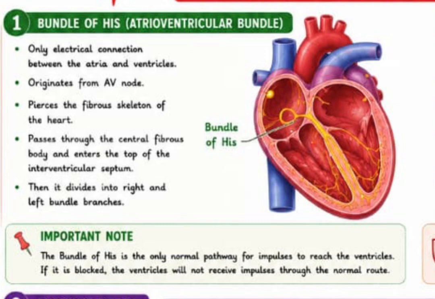The SA node gives it to the AV node. The AV node delays for 0.1 seconds, giving it to the bundle of His located in between the right and left ventricle. Now, it is not time for the ventricle to contract, because the bundle of His ensures ventricular contraction, while the SA node ensures the atrial contraction.